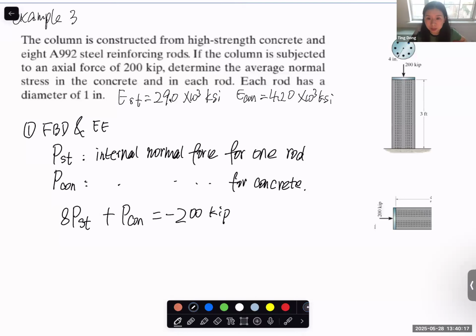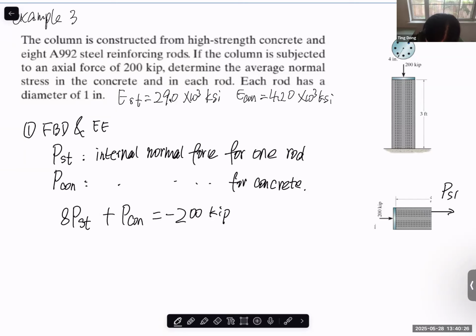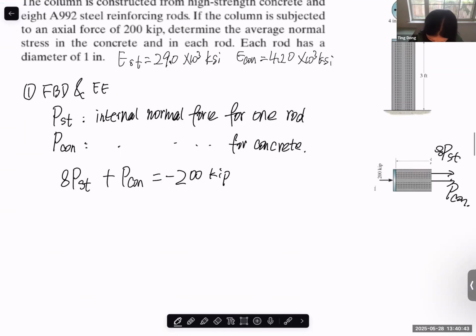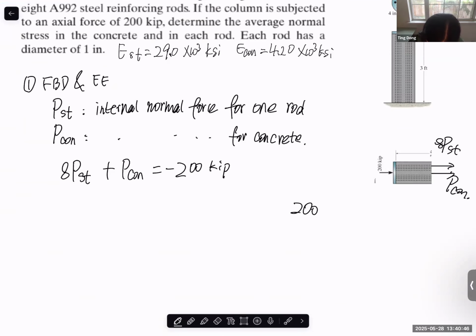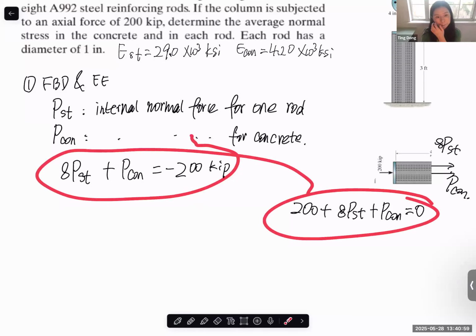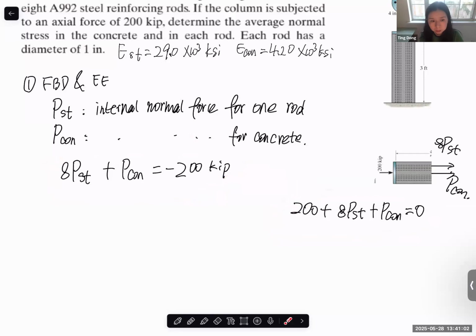Since we are used to everything in the positive and negative x direction. Now, internal normal force. Let's say we have P steel and we have A steel. The rest part is concrete. We have the P concrete. And let's say this is the positive x direction. How do you write the force equilibrium equation in the x direction equal to 0? We have 200 plus 8 steel rods plus the rest part, the concrete, equal to 0. Is this the same equation as this one? Is this clear?